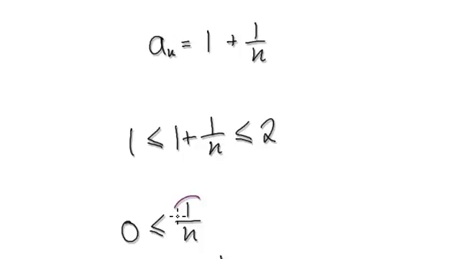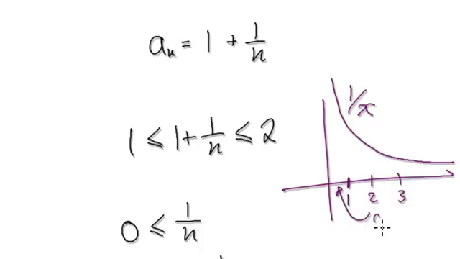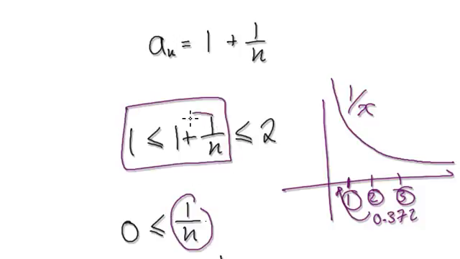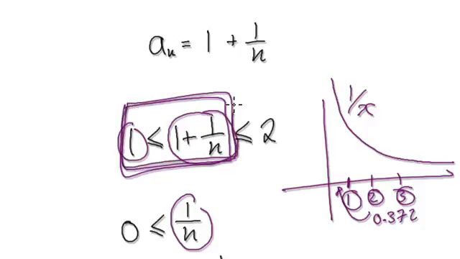So to do that, let's start out with 1 over n is always bigger or equal to 0. Well, if you look at the 1 over x graph, it will look something like this. Remember, we are working with sequences, so n can only be positive integers. It makes no sense to have n as being 0.372 or whatever. So we are trying to show that this sequence will always be bigger or equal to 1. But let's just look at this part first.